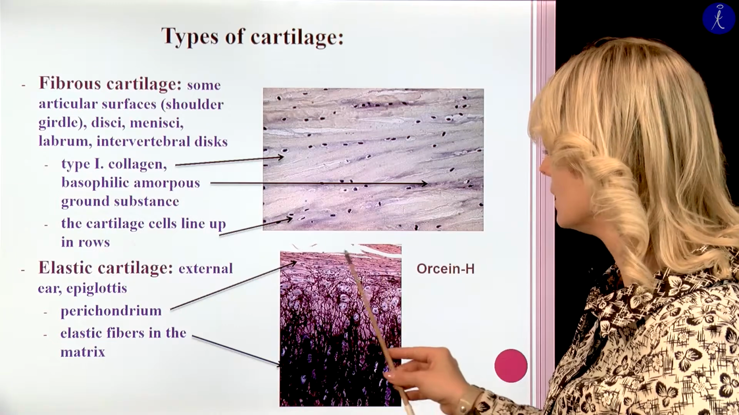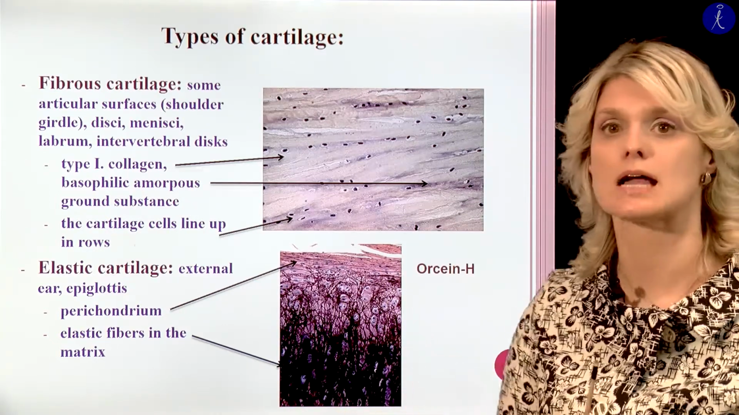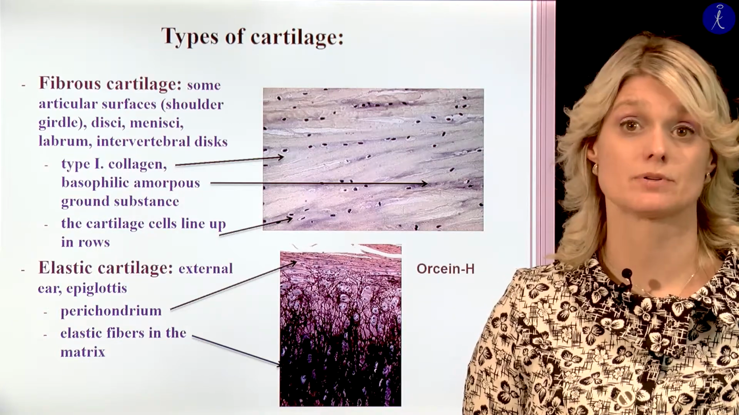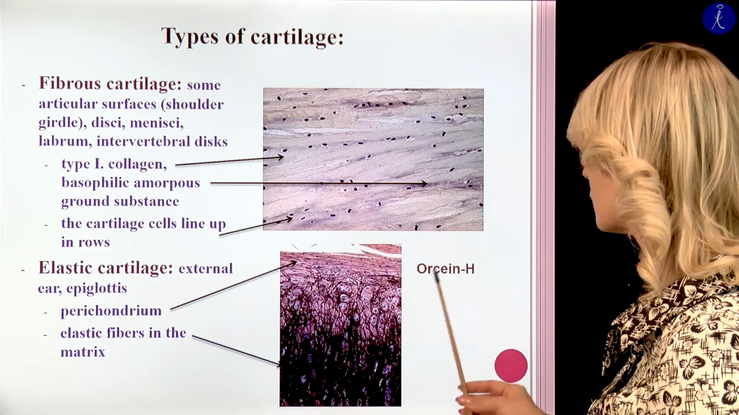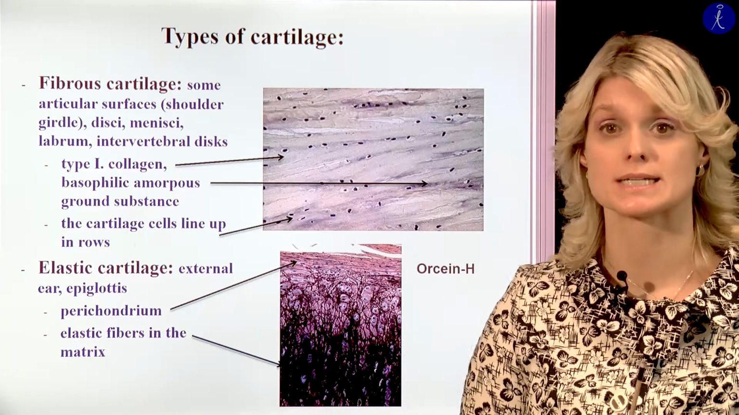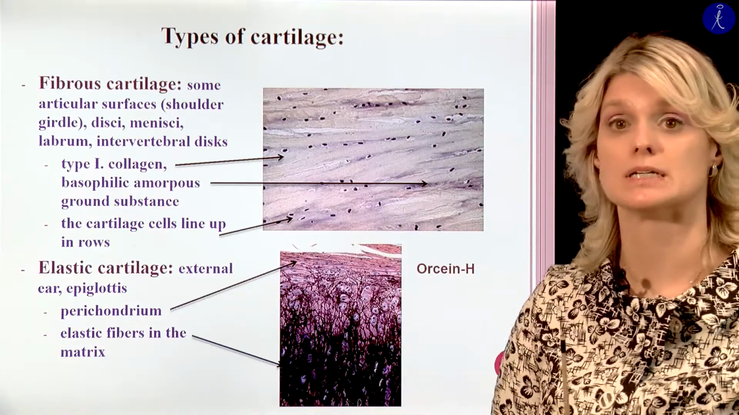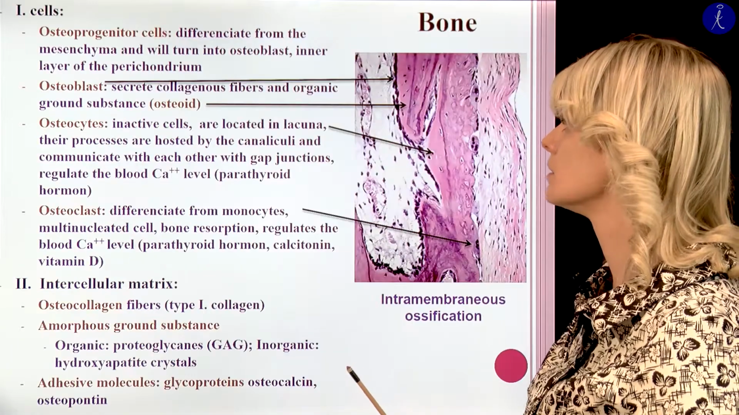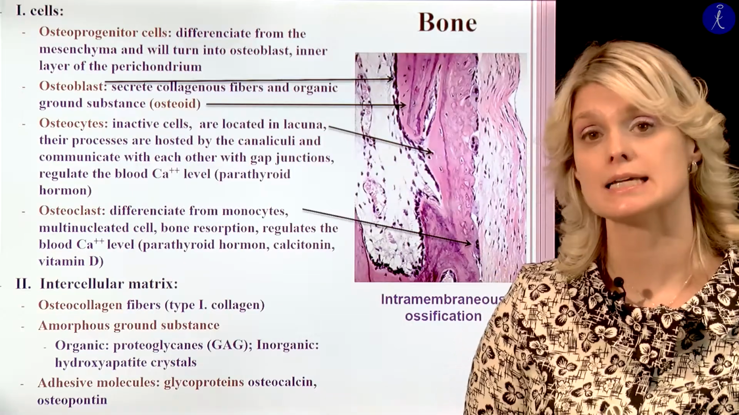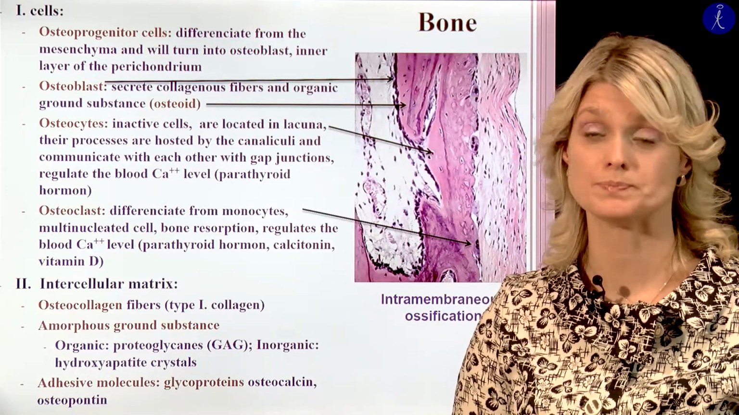And here you see also perichondrium, but between the cells in the intercellular substance, the elastic fibers are dominant. Here it is really visible with the special staining, the orcein staining, which will show you the elastic fibers between the cells. So these were the cartilages, and let's see now the other supportive tissue, which is the bone.